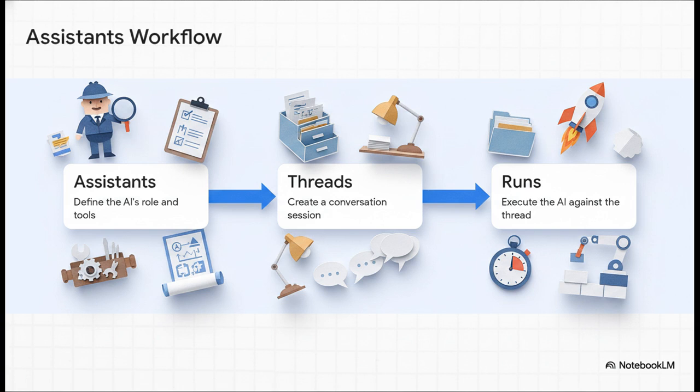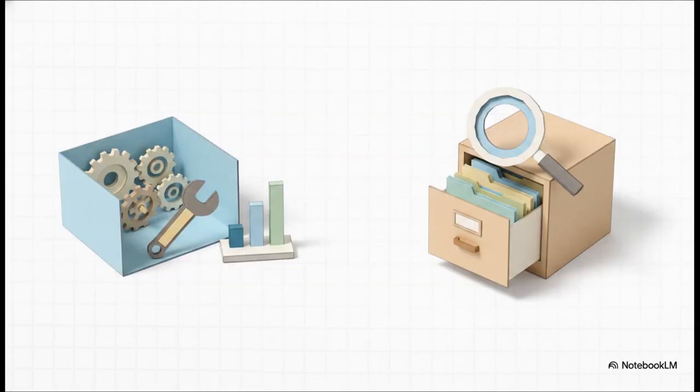Step 2, Threads. This creates a persistent conversation session. It's basically giving your new assistant a desk and a filing cabinet so it remembers the entire chat history, meaning you don't have to resend the context every single time. And step 3, Runs. This is the execution phase. It's where you actually trigger the AI against the thread, asking it to complete a specific task using the context it has securely stored. And what makes the Assistants API so revolutionary is actual agency.